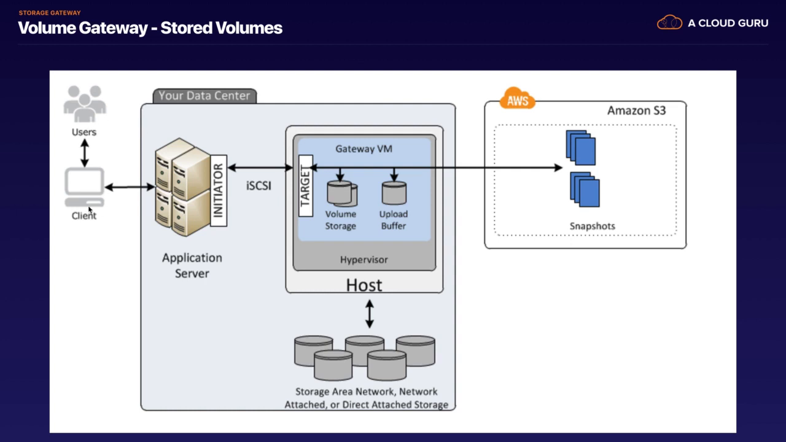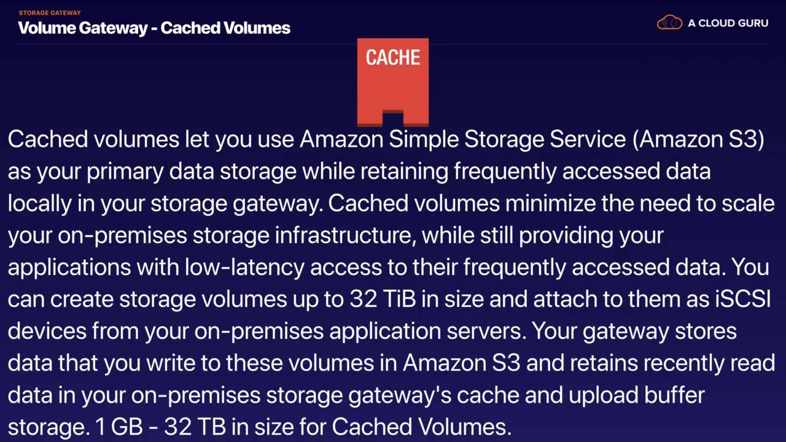We've got our users and our client. They're using the application servers. This then uses an iSCSI connection to our host. And this host is running our gateway virtual machines. And essentially, we're creating volumes on this host. And then what's happening is the virtual machine is replicating these volumes up to AWS and storing them as snapshots in S3.